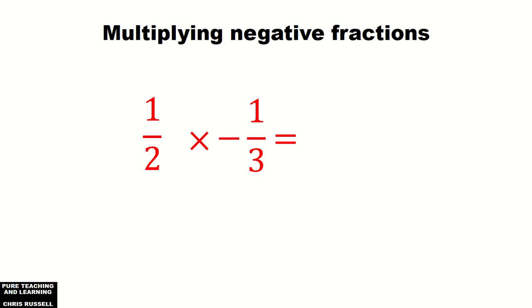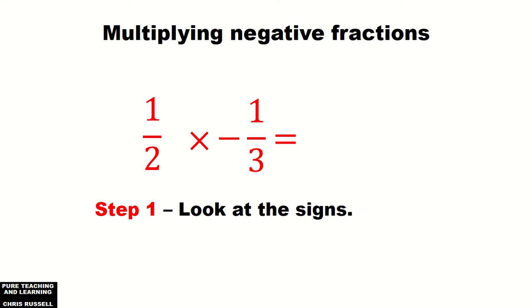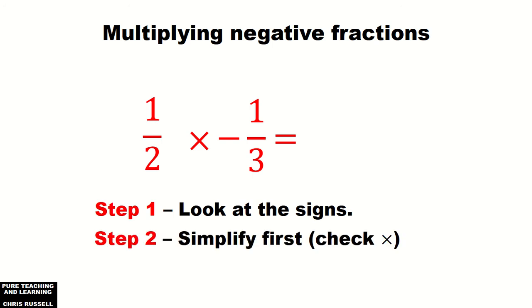Multiplying negative fractions. Here we've got a half multiplied by negative a third. Let's first look at the signs. A half in this case is positive and a third is negative. So what's the solution going to be? Step 2, simplify first, checking the multiplication sign or the diagonals. Now 1 is a special number, so we don't have to simplify that. And 2 and 3 are prime numbers, so we don't have to do that either.